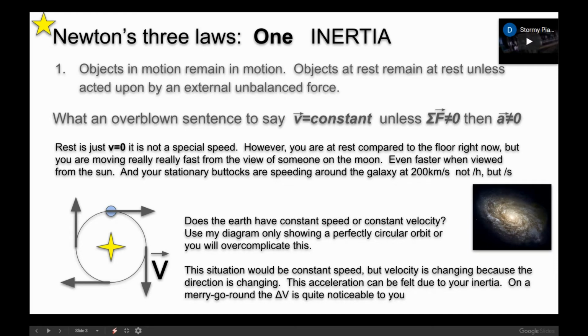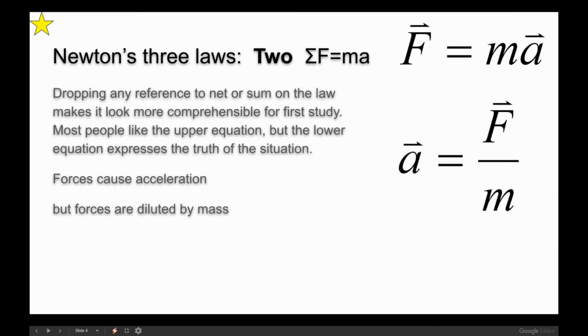You can detect a change in velocity because you should feel the acceleration. On a merry-go-round, the delta velocity is quite noticeable to you. Obviously, on the Earth, you don't feel the delta velocity as you spin around the Earth because it's too slow given the size of the Earth. However, storms, ocean currents, and long-range artillery shells really feel that bending force. The second law is a statement of the relationship between a force on the object and its acceleration.